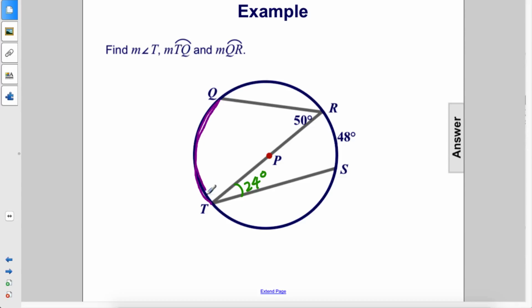Find the measure of arc TQ. TQ is this arc here. We see that the angle is 50 degrees, making this twice as much at 100 degrees.